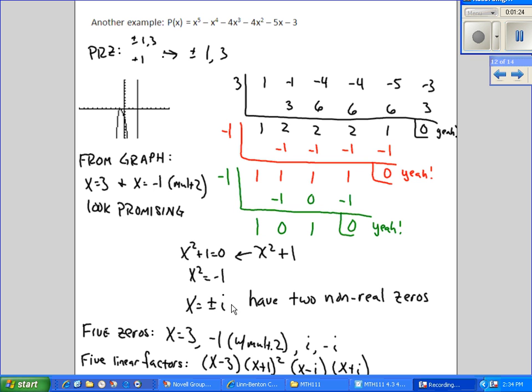Remember, i is the square root of negative 1. So that means I've got 2 non-real zeros. So altogether, I've got my 5 zeros. The 3, the negative 1 with the multiplicity of 2, because that one counts twice, the positive i, and the negative i. And then my 5 linear factors, x subtract 3, x plus 1, and x plus 1, so x plus 1 squared, and then x subtract i and x plus i. So I've got my 5 factors.